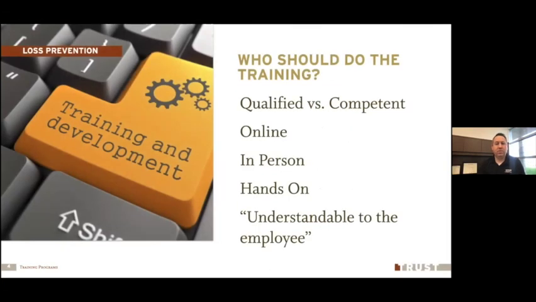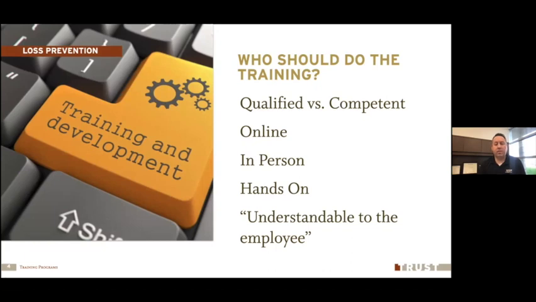So who should be doing the training? OSHA uses a couple of words in their standards, and one is qualified and one is competent. So a qualified person should be the person that's doing your training. What OSHA calls a qualified person is somebody that has knowledge and understanding of the topic and experience that they can adequately train those employees with the skills and knowledge that they have.